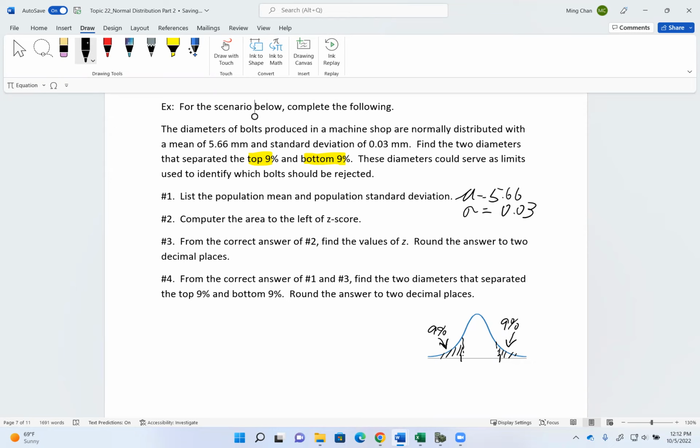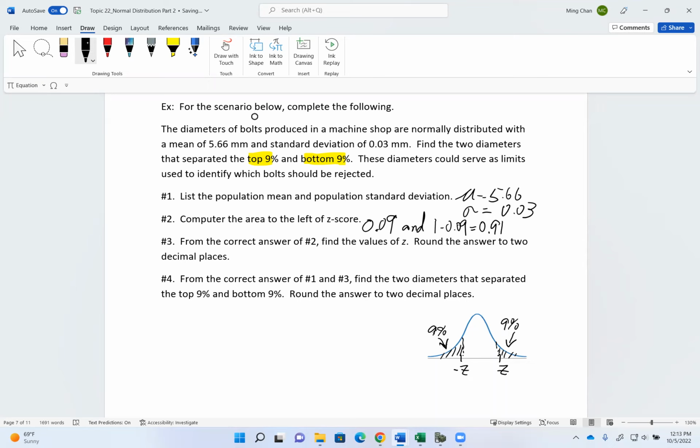To the left of this negative z, because you know this is a positive z. So to the left of a negative z, 9% is 0.09. So I have 0.09, and to the left of a positive z-score, so to the right is 9%, so to the left of it has to be 1 minus 0.09, which is 0.91. So to the left of this z-score, the whole thing is 0.91.